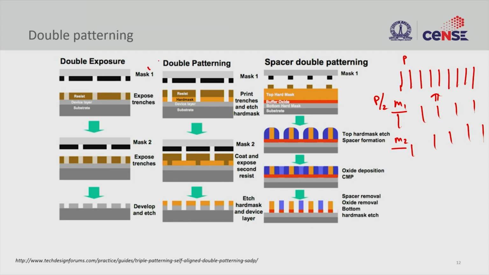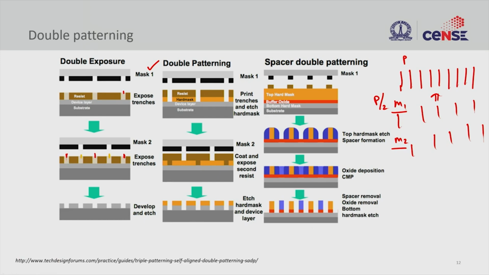So you first illuminate mask 1. You can see here this is mask 1 and this is the mask 1 pattern, and then mask 2 comes on top of it. So this is mask 2. And when you align mask 2 on top of mask 1, the final image is actually double the pattern density.